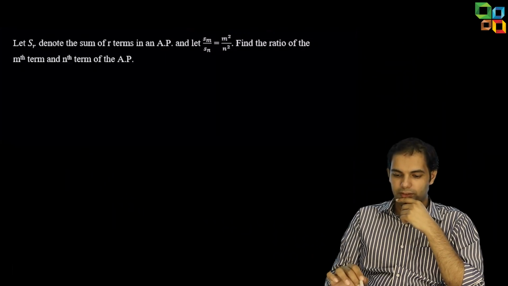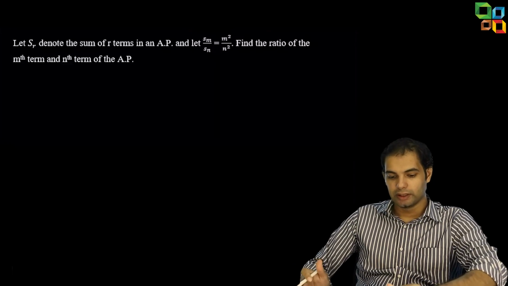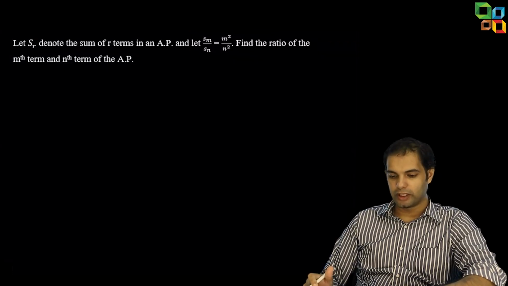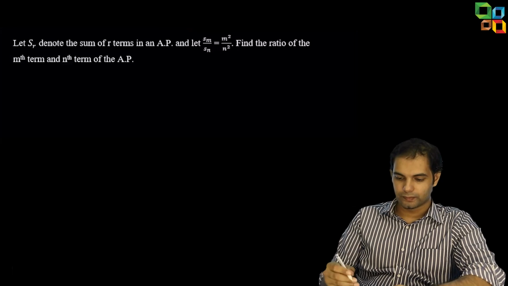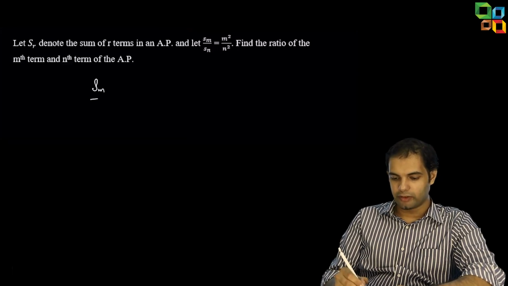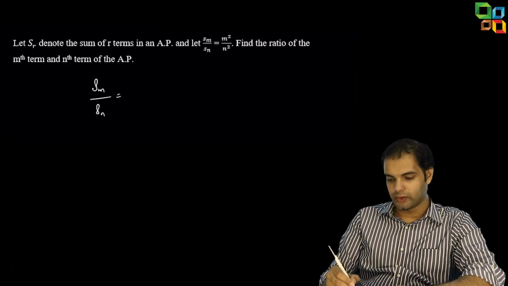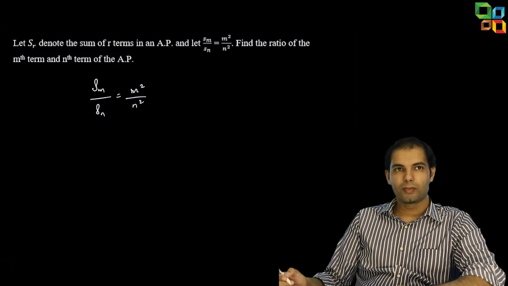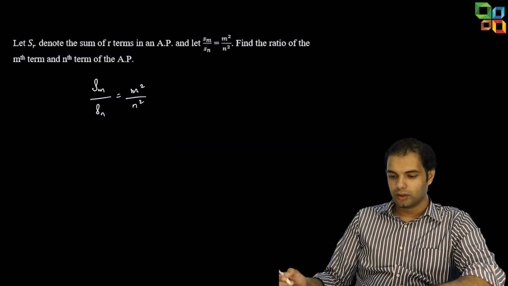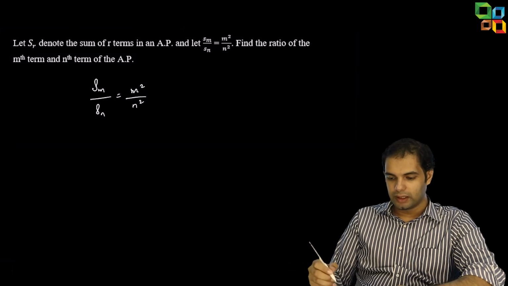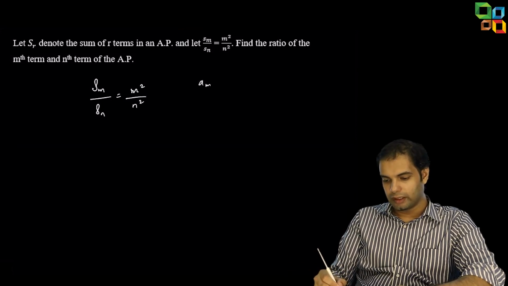Just quickly, somebody will discuss the solution directly. So Sr denotes the sum of r terms. So Sm by Sn, the sum of m terms divided by the sum of n terms, is given as m square divided by n square. Okay. So we have to find the ratio of the mth term divided by the nth term.